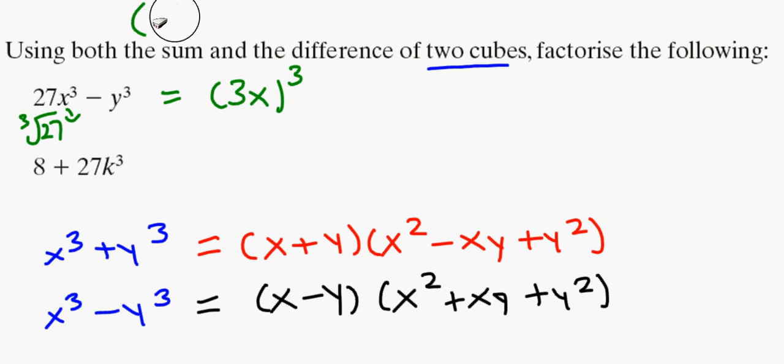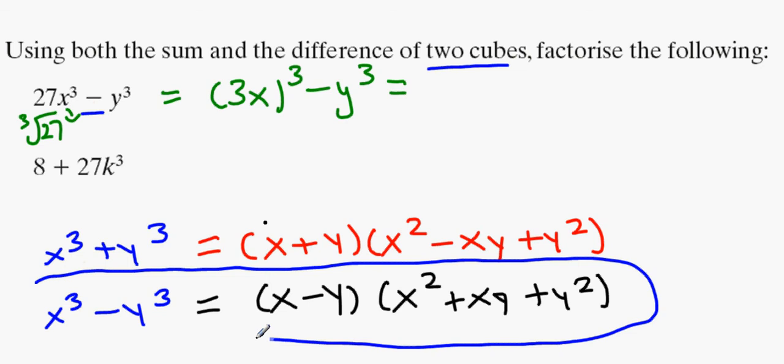And then we have y cubed here. Now compare this to your formula. In the x's position you have 3x, and in the y's position you still have y. We're using the bottom formula because it's the minus sign in the middle. So we use the formula, replace x with 3x, y staying the same.